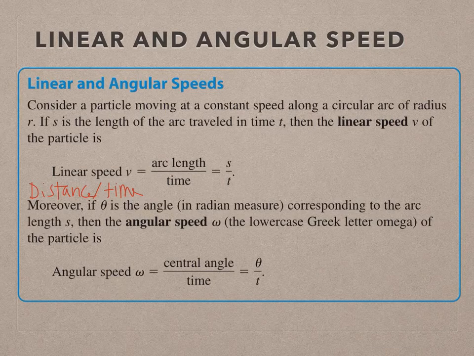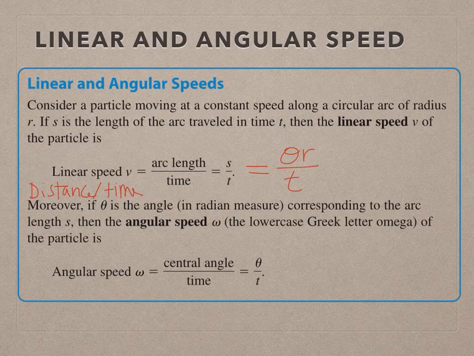So in this case, let's try and break down this formula a little bit. S is our arc length, and we were just talking about S as theta times your radius. So this formula could really be rewritten as theta in radians times your radius, all divided by time. So that will help us out in a little bit.